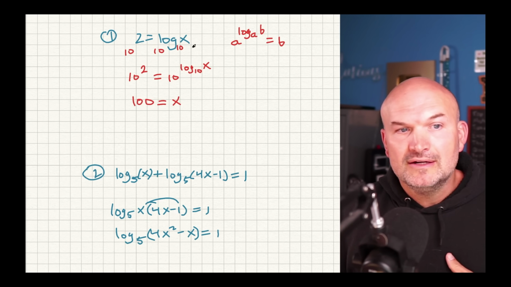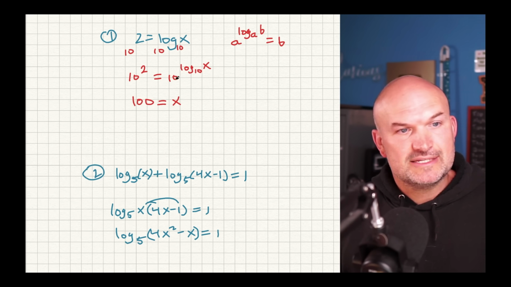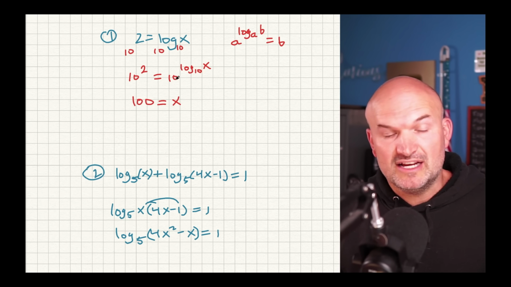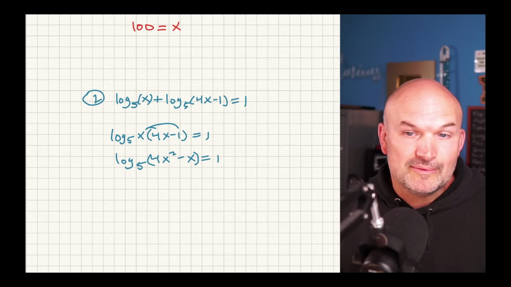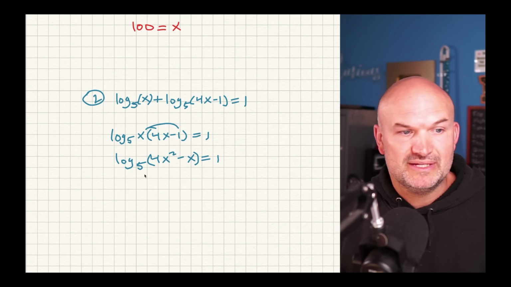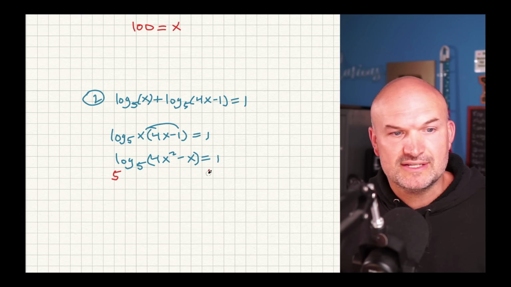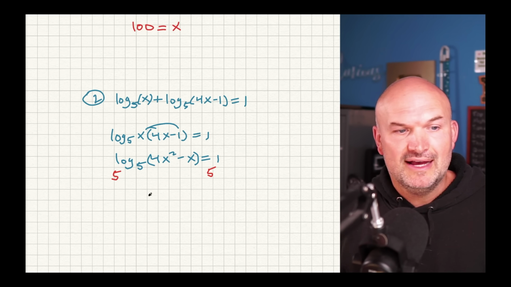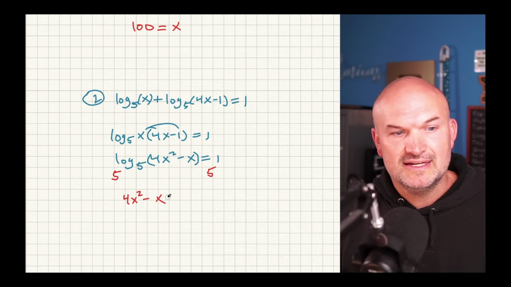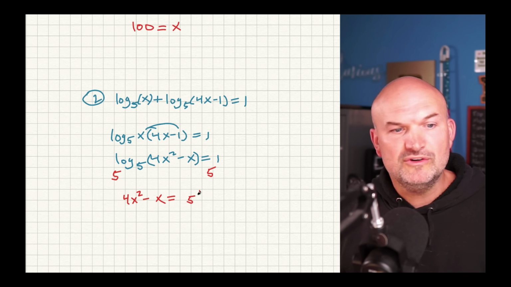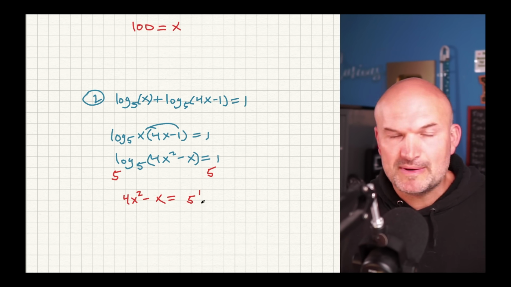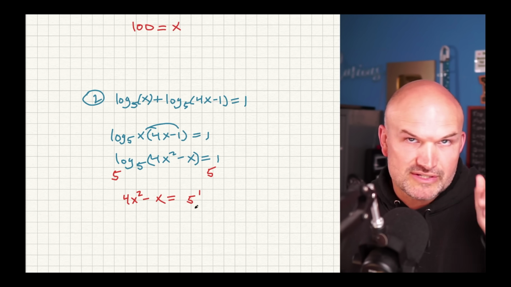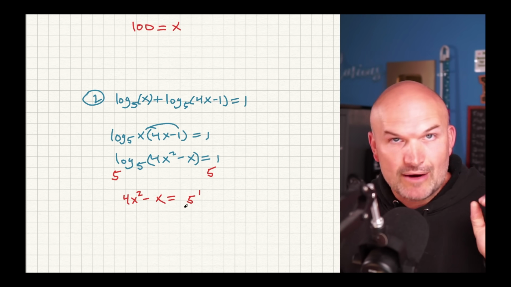Now over here, the logarithm had a base 10, so I exponentiated it with a base 10 as my exponent. Over here, I'm going to exponentiate it with a base 5, because again, using the rules of logarithms, that's going to undo that logarithm here. And now I'm just going to be left with 4x squared minus x is equal to 5 to the first power. Now 5 to the first power is simply just going to be 5, but there's something important that I recognize here. I now have a quadratic.